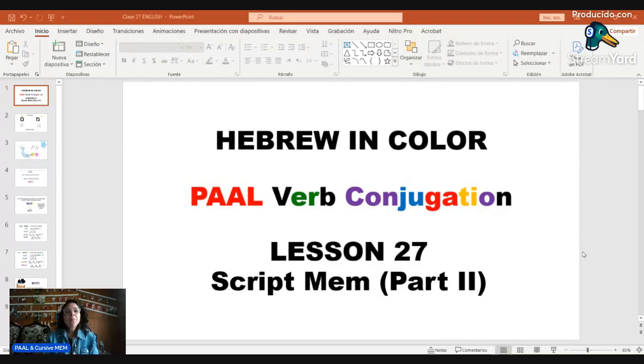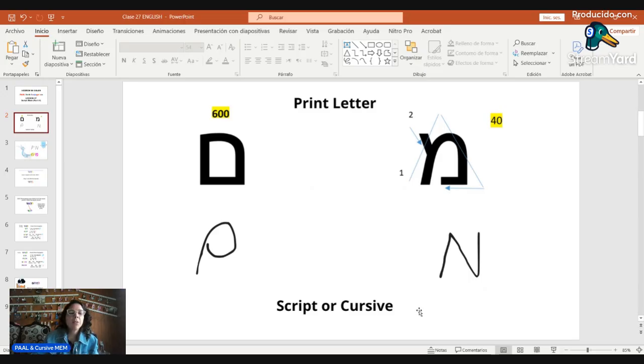This is part 2. We'll learn to conjugate the first group, which is called PAAL. PAAL is the easiest one to conjugate. And also we'll learn a script or cursive mem. In lesson 26, we learned print letter mem, and this is script or cursive.